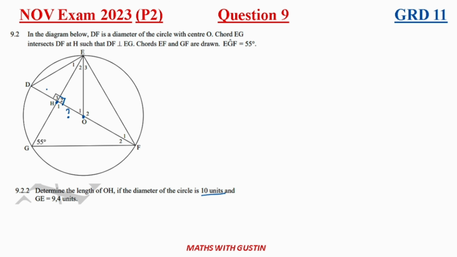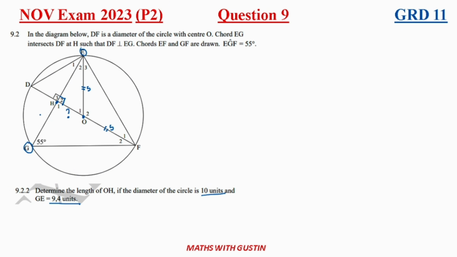Which one is the diameter? The diameter is this one from here to there. So if the diameter is 10 units, it means the radius is what? It's 5. And we know that this is the radius. This also is the radius. So the radius is 5. The radius is also equal to 5 there as well. And then they said GE is 9.4. GE is this whole length here of this line.